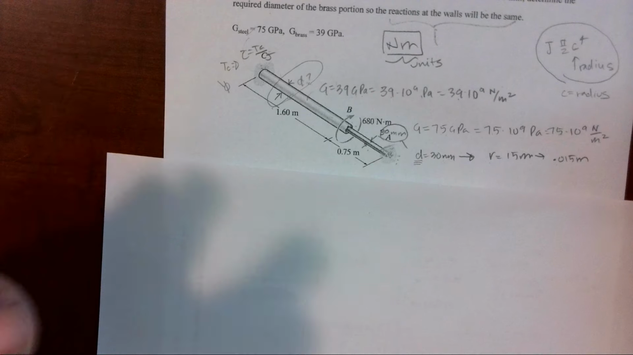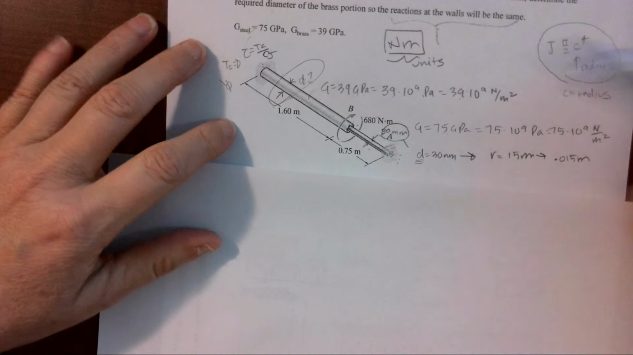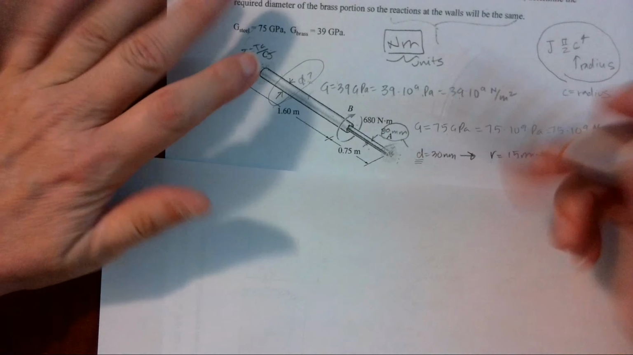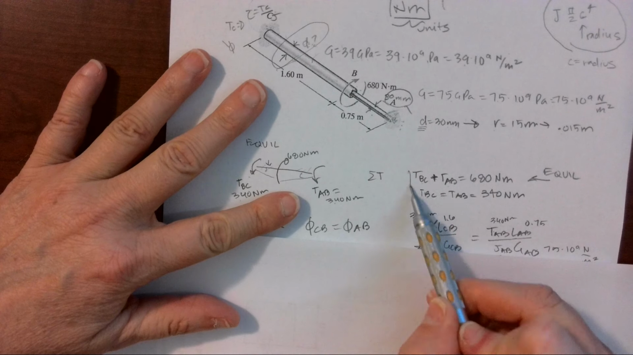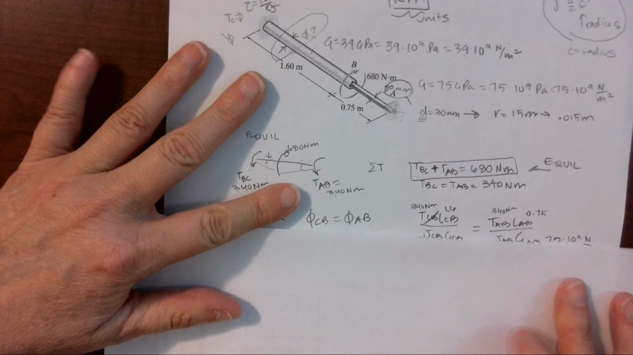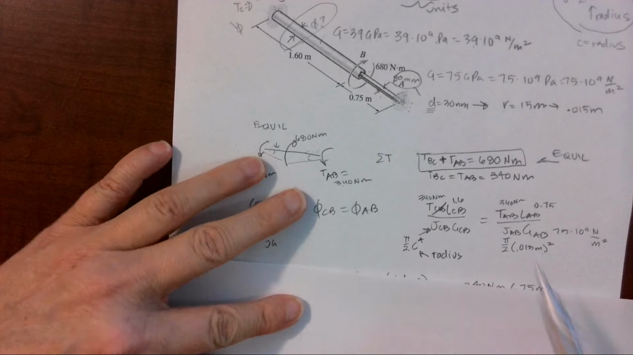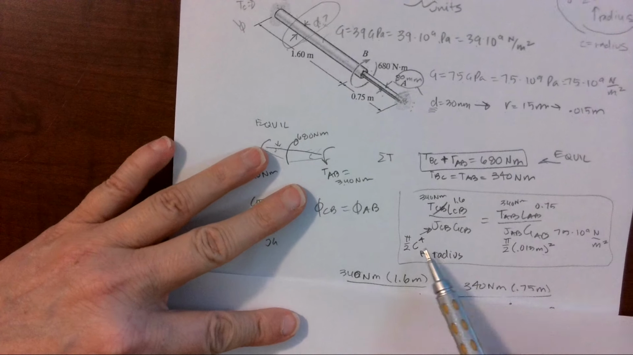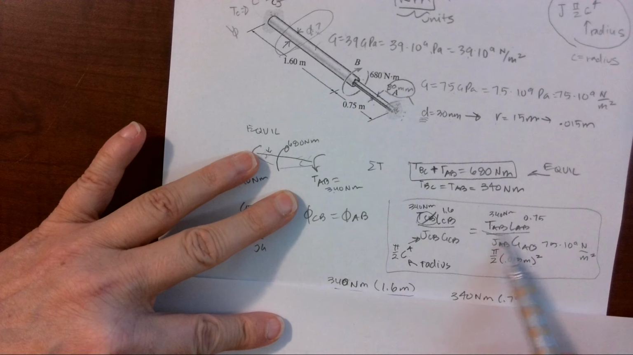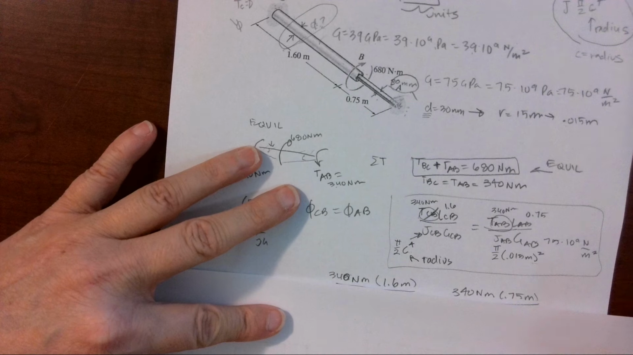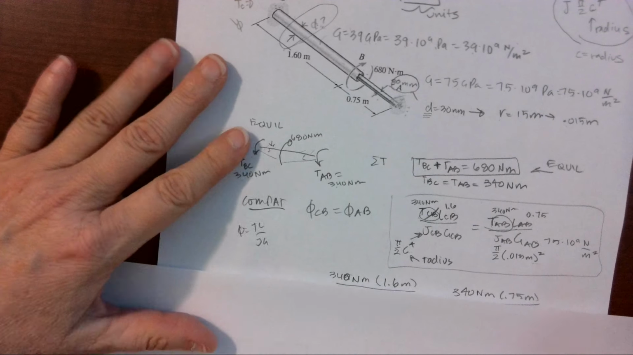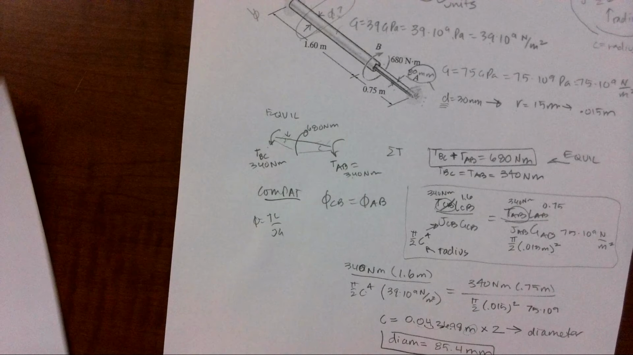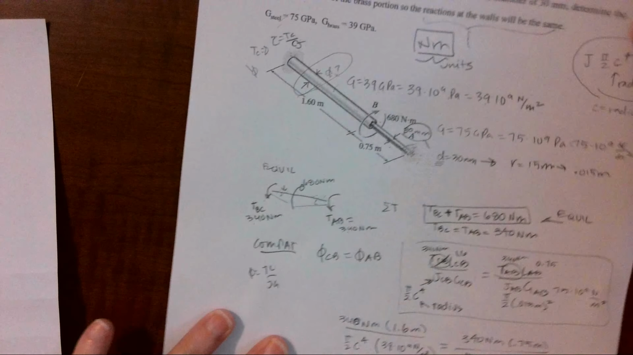A lot of times you're going to be given the diameter and you're going to be asked what is the torque at the walls. And so you would have equation 1, torque plus torque equals 680. And then you would have equation 2. Your radius would be given and you would be solving for TAB and TCB, 2 equations and 2 unknowns. On the exam, make sure that you are paying attention to your units, okay?